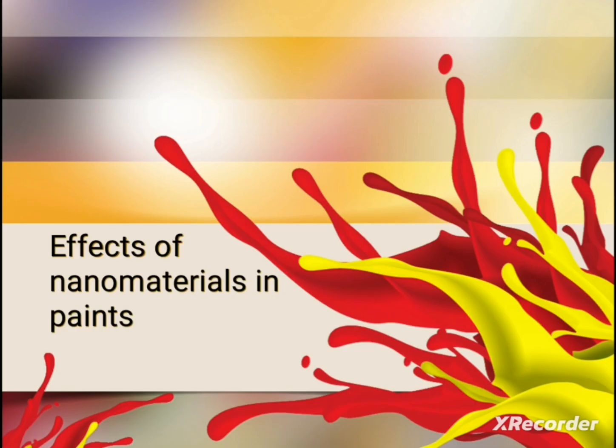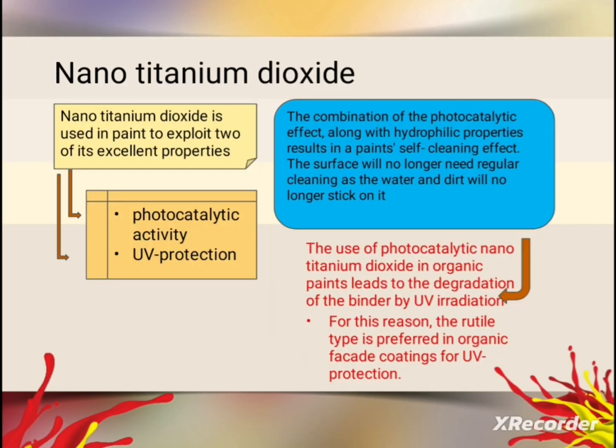Let us talk about the effect of nanomaterials on paints. First, if we talk about titanium dioxide, it exploits two properties, that is the photocatalytic activity and the UV protection. If we combine the photocatalytic property along with the hydrophilicity of the paints, then we obtain the self-cleaning effect. This means that the paint no longer needs regular cleaning as the water and dirt will no longer stick on it. And other than that, nano titanium dioxide provides UV protection to the paint.